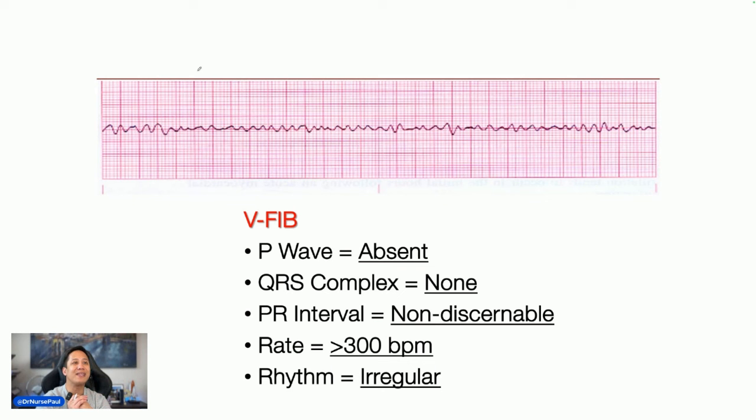Question, what's the difference between V-fib and AFib? In AFib, there are abnormal fibrillatory waves followed by QRS, right? In V-fib, is there QRS? No, it's just abnormal fibrillatory waves. You got it? Do we have a pulse? If the heart is beating 300, at least, that's the minimum. Do we have a pulse?